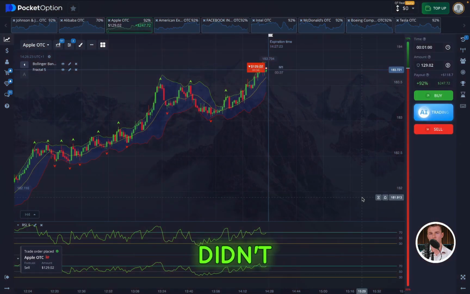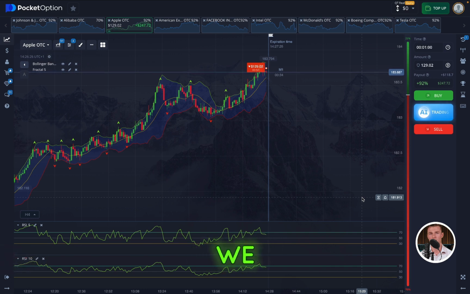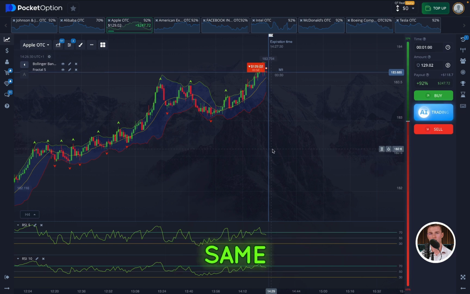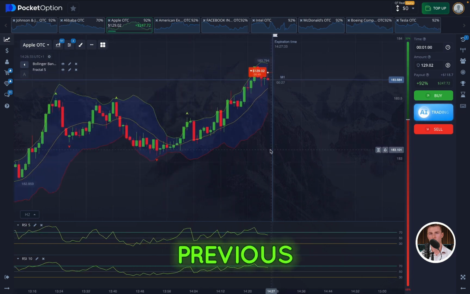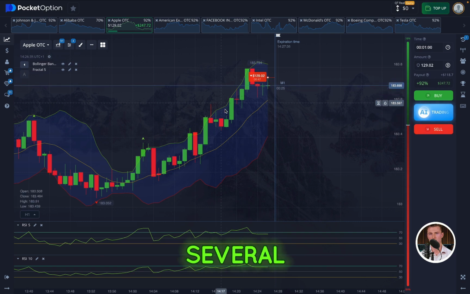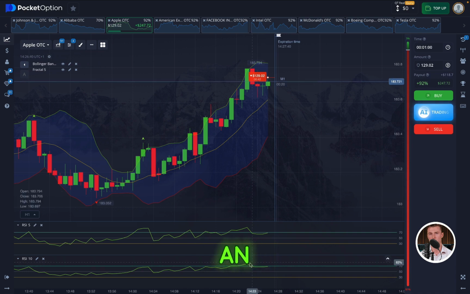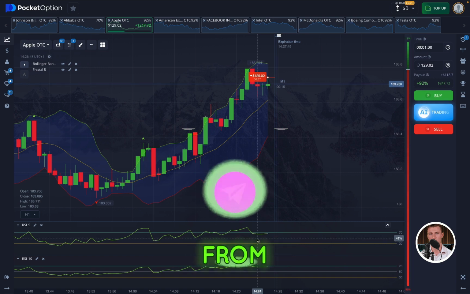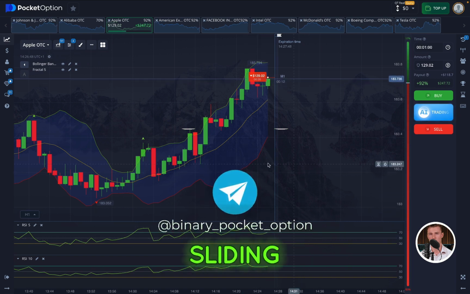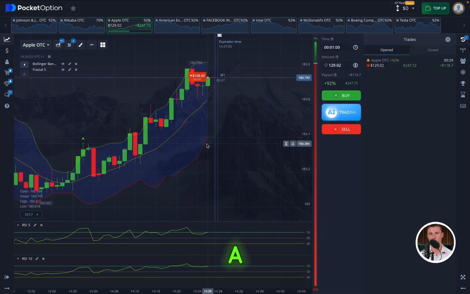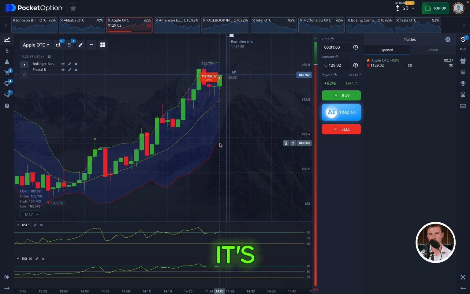The entry point didn't take long to arrive, and here too, we are actually opening a position against the trend direction, with the same entry logic as in the previous trade. We had several touches of the upper Bollinger Band, but we open a trade when we see an exit. In our case, it is again an exit from the overbought area, from the top to the bottom. Both oscillators have shown a crossover. So we can open a downside position here, and it's also very simple. Let's look at the result.